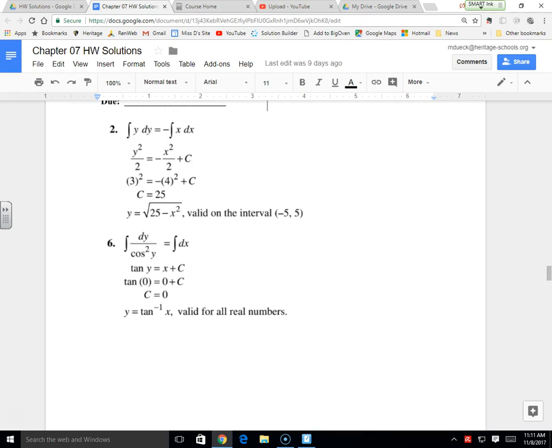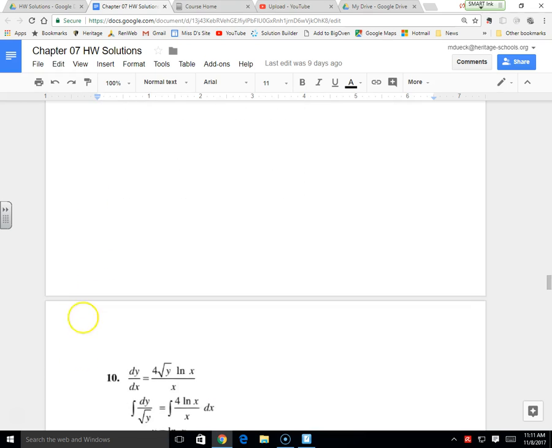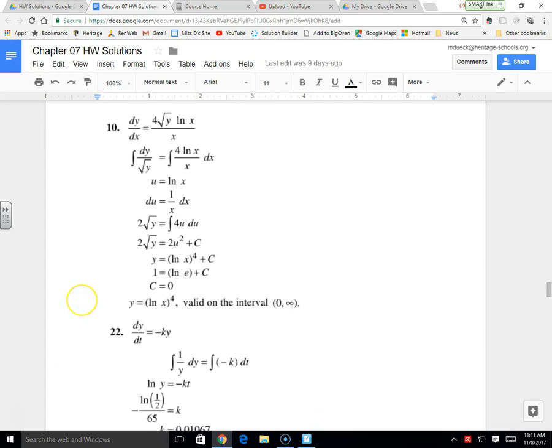Number 6, final answer, tangent inverse of x. C was 0. Number 10, final answer, y equals ln of x all to the 4th. You cannot bring the 4 down. It's all of ln x, that is, to the 4th. C is 0.